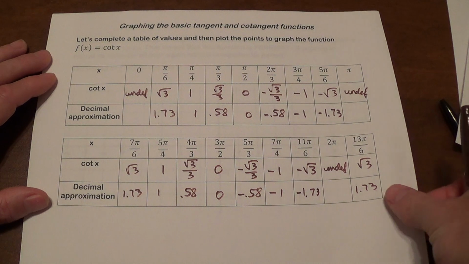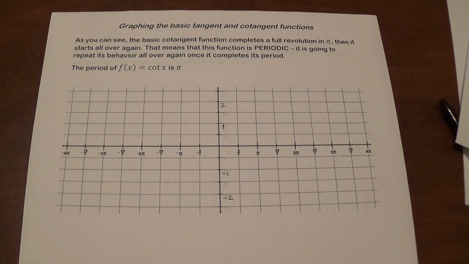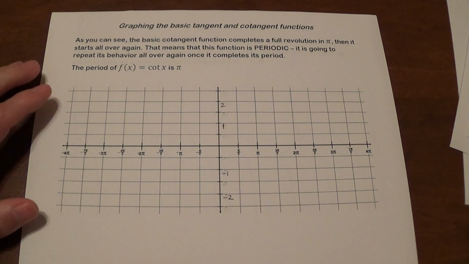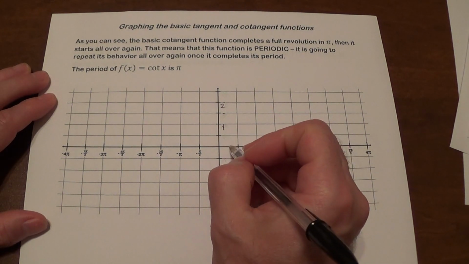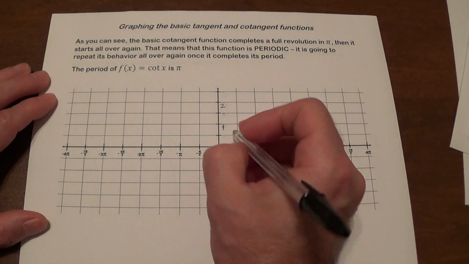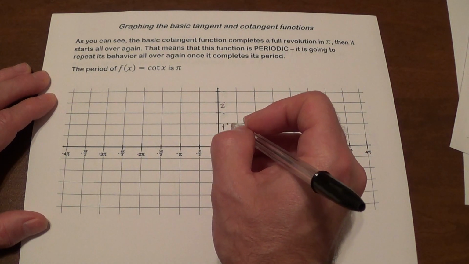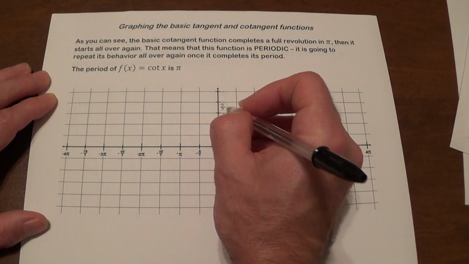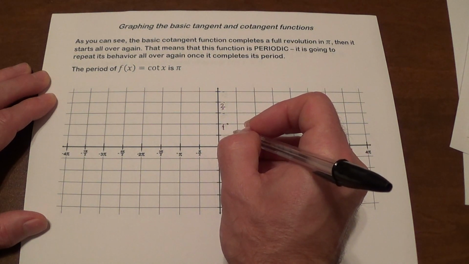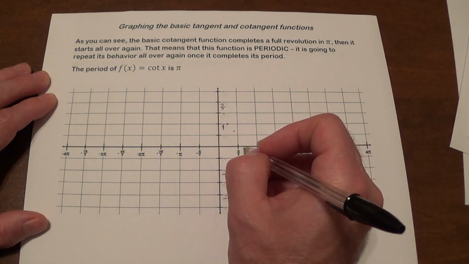Right. So we're going to go ahead and graph it. So it is undefined at 0. At pi over 4, we're going to be at 1. So at pi over 6, it's going to be at square root of 3. Here it's going to be at 0.58.